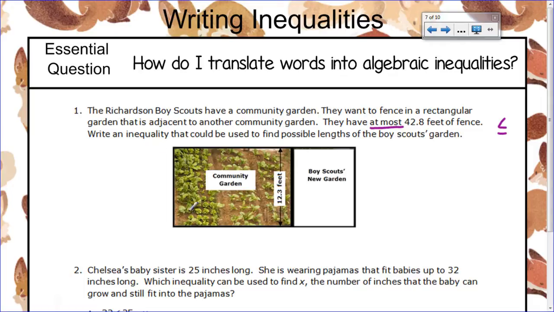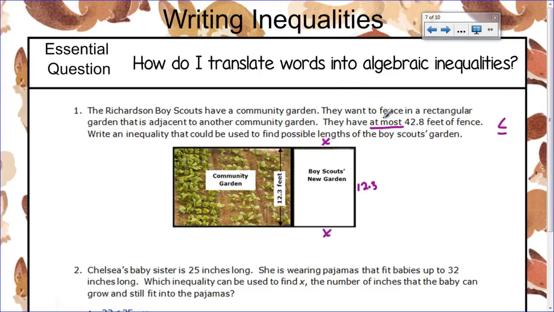And here is the garden. This is the new garden they're going to be fencing in. And we happen to know this length right here is 12.3 feet, which means this is also 12.3 feet. But I don't know how long this side or this side of my rectangle are. But I do know that I have this much fence.